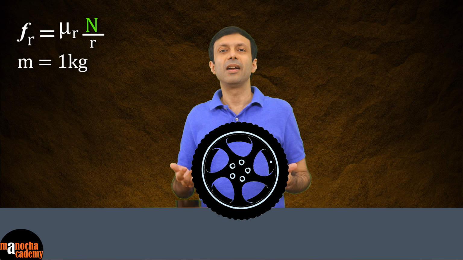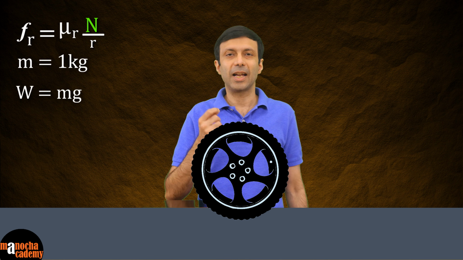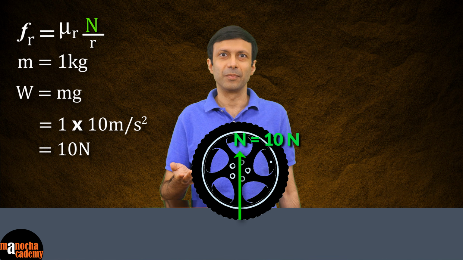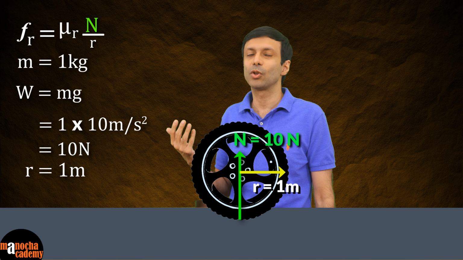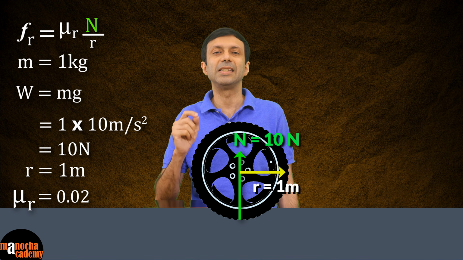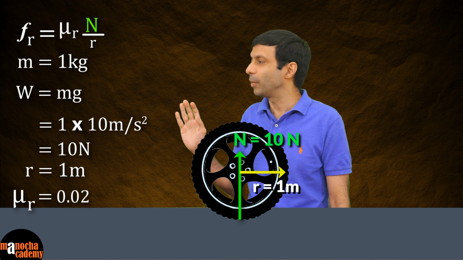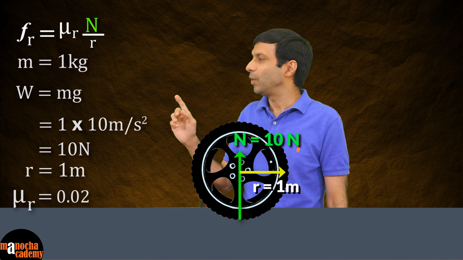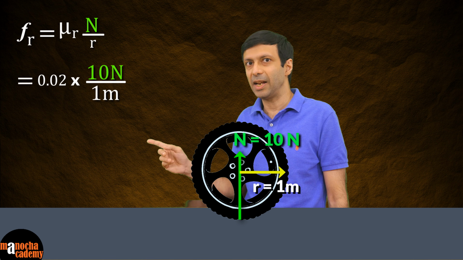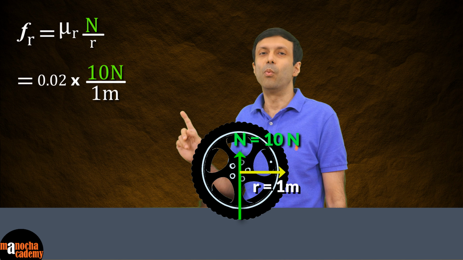So now let's apply this formula for rolling friction and calculate the rolling friction for a wheel. Let's say the wheel is of mass 1 kg, so the normal reaction is going to be 10 Newton, right? The weight is going to be 1 times 10 meters per second square, so the weight is 10 Newton, so the normal reaction will also be 10 Newton. And for simplicity, let's say the wheel has a radius of 1 meter. And the coefficient of rolling friction is, let's say, 0.02. So if you use this formula, what is the rolling friction that we get? We get 0.02, the coefficient of rolling friction, multiplied by the normal reaction, which is 10, divided by the radius of the wheel, 1 meter.